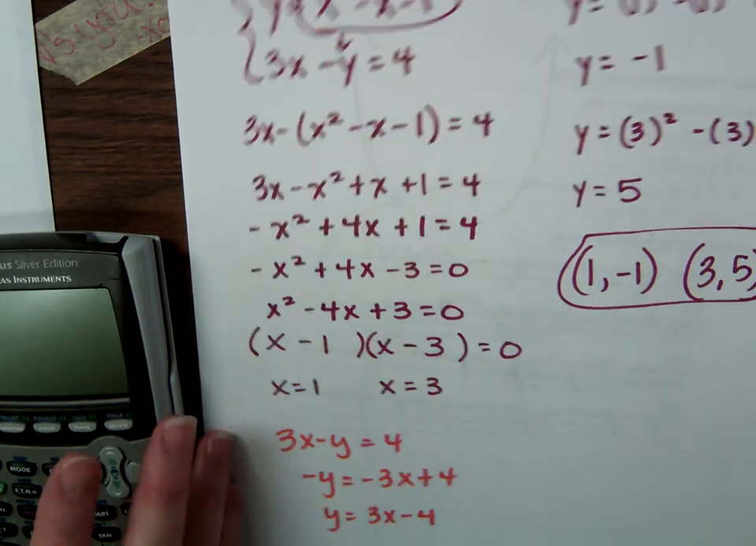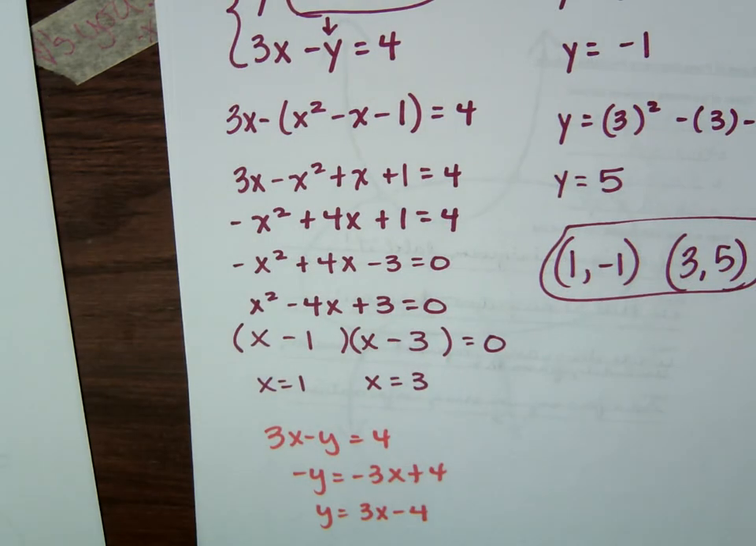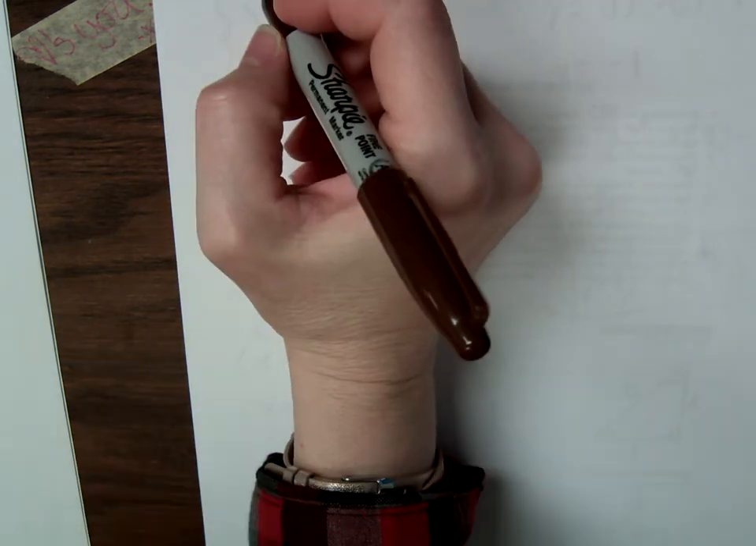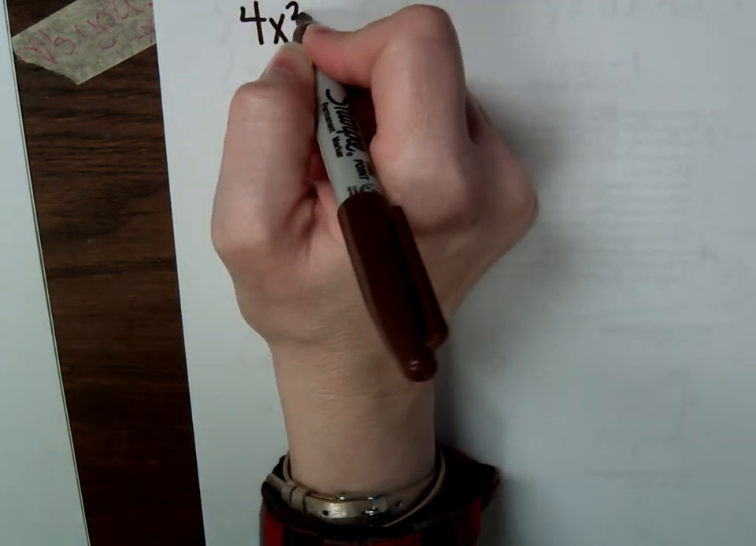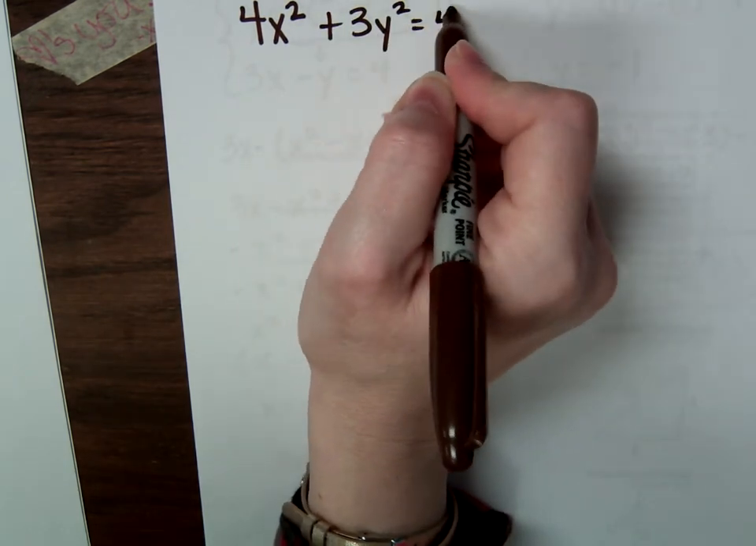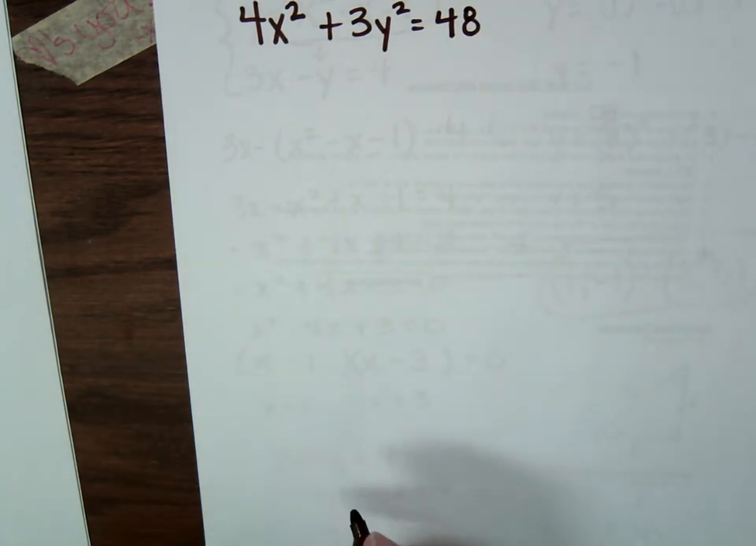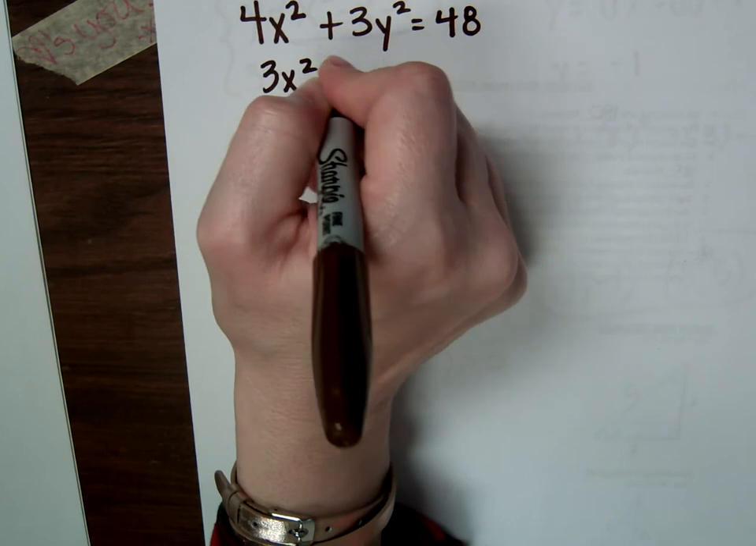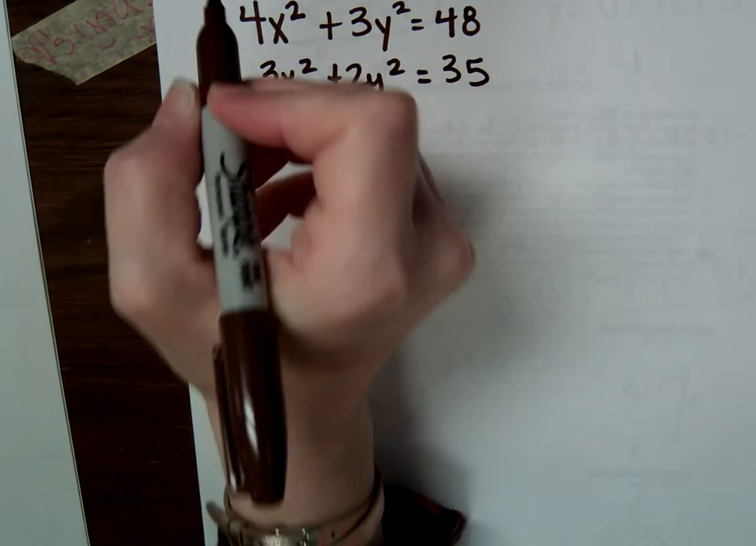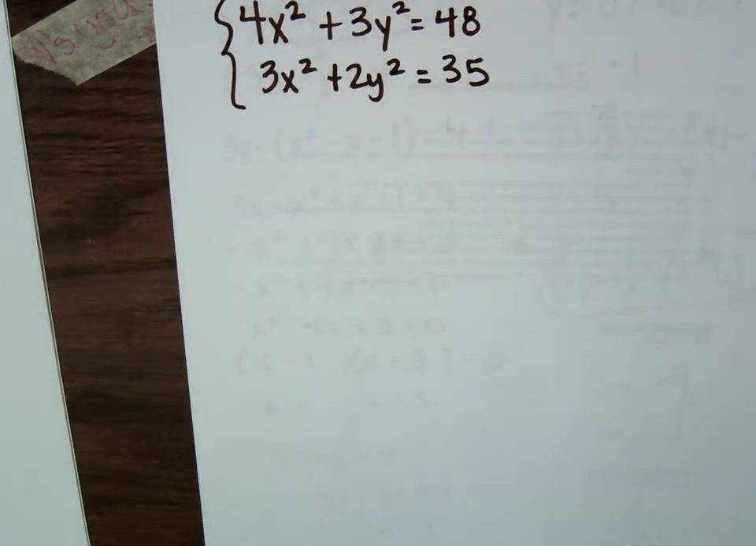All right, let's look at another example. Let's try something else, something a little tougher. Oh yeah, let's do 4x squared plus 3y squared equals 48, and 3x squared plus 2y squared equals 35. So it looks like we've got a couple of ellipses here.